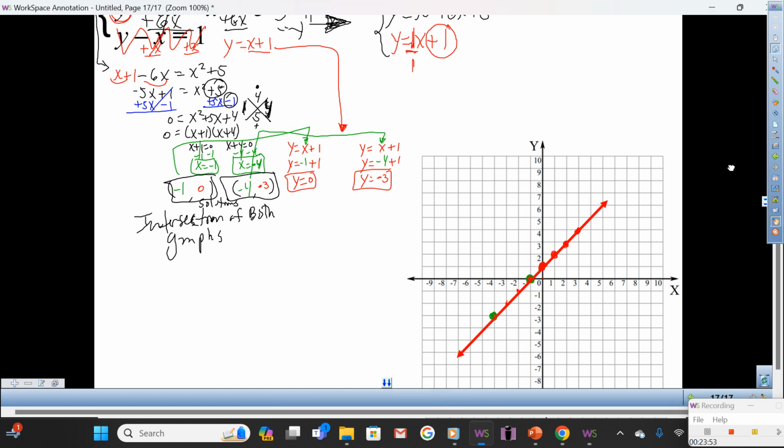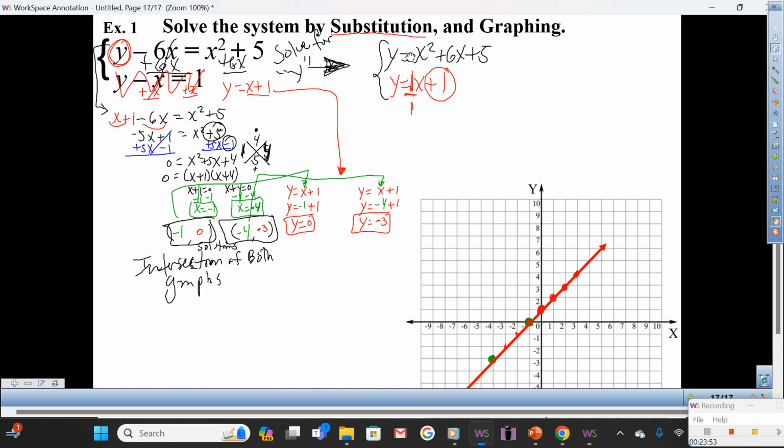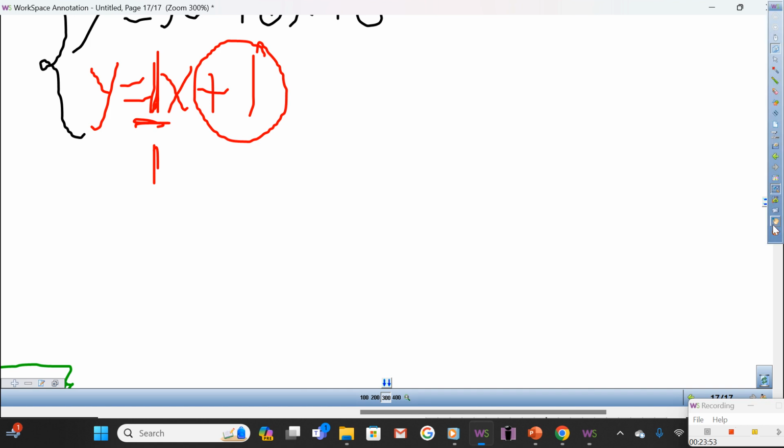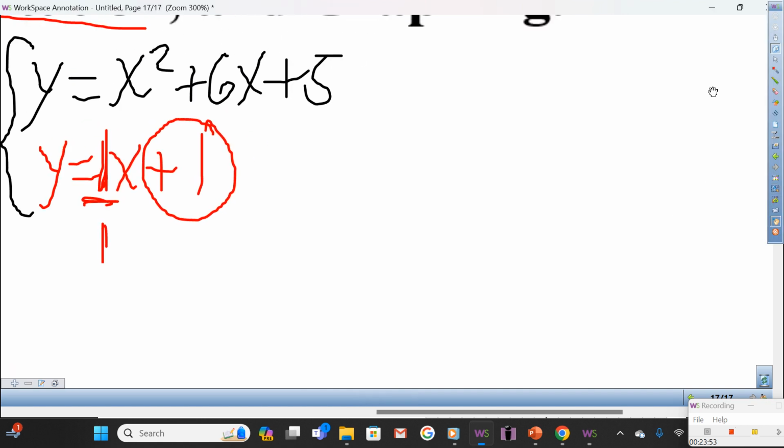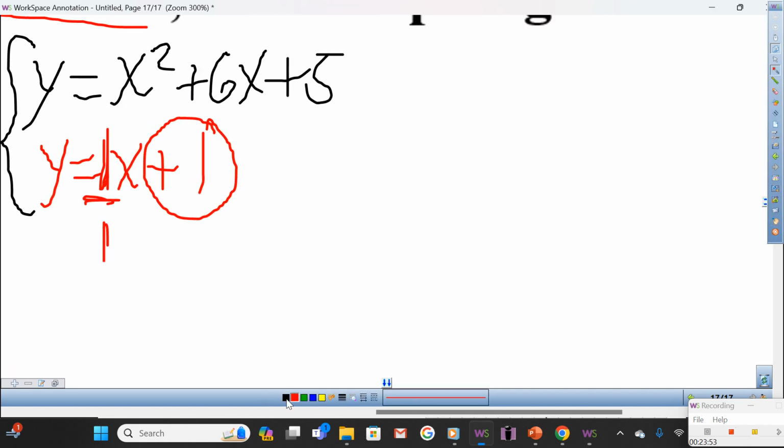You're like, that's good and dandy, Mr. Q, but how are we going to graph the first one? Well, for the first one, look up. I'm going to zoom in, and then we're going to make a table for the first one. Ready? Here we go.